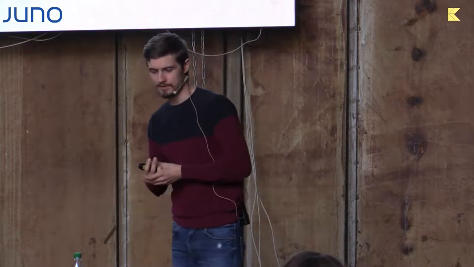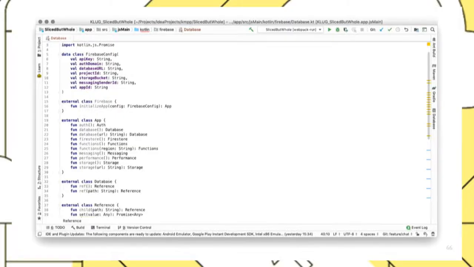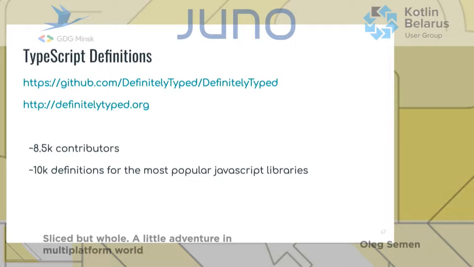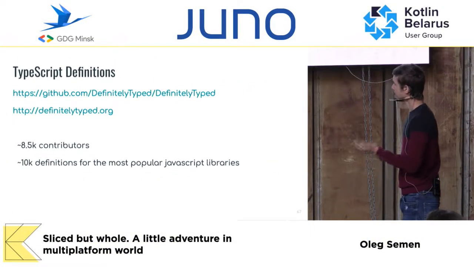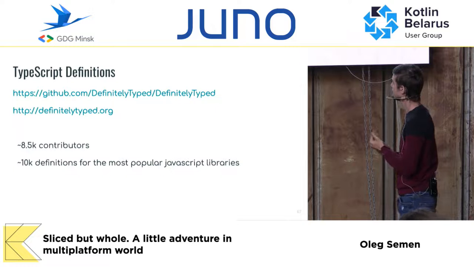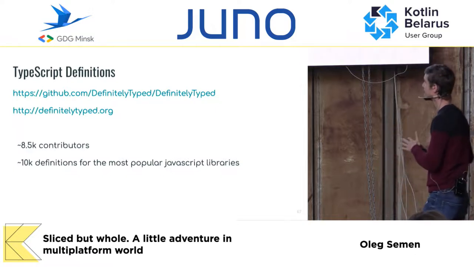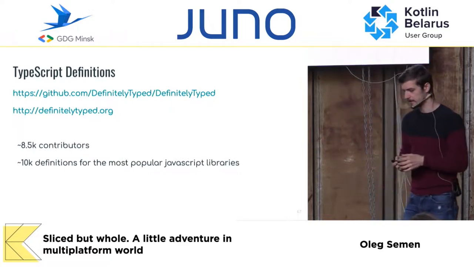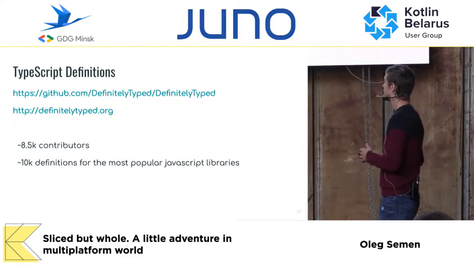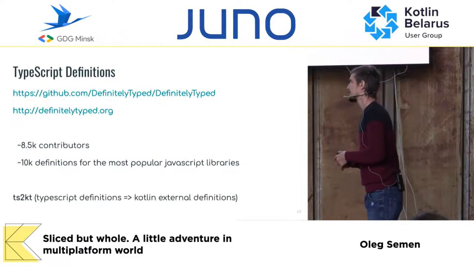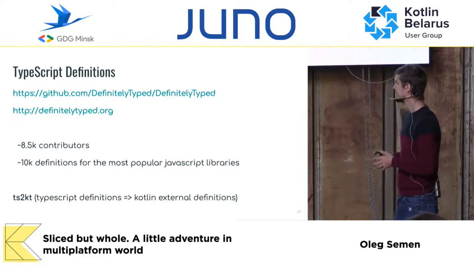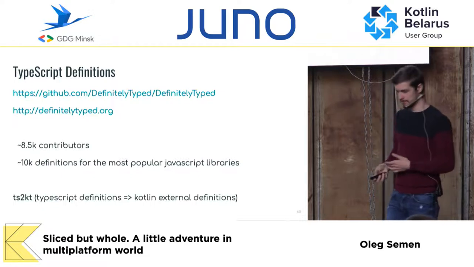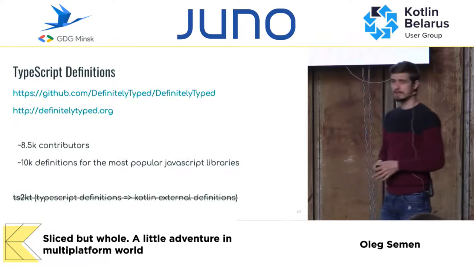Because when Google changes the API, it will fail. And another thing is that probably someone already did this. There is a community of most known frameworks and libraries for JavaScript that provides you with TypeScript type definitions. And initially the Kotlin team decided to leverage this, and they created a tool, TS2KT, that converts TypeScript type definitions to what we just did manually. But it is deprecated already.